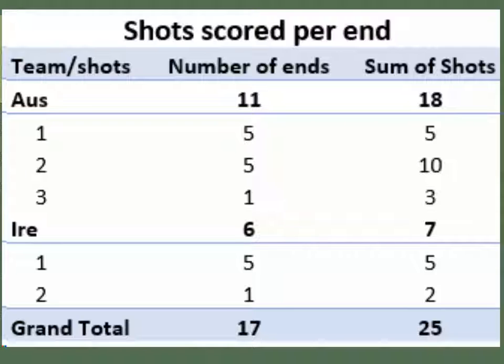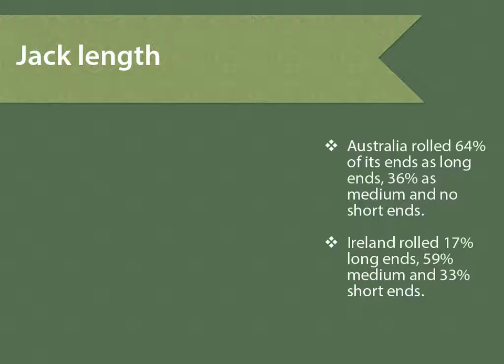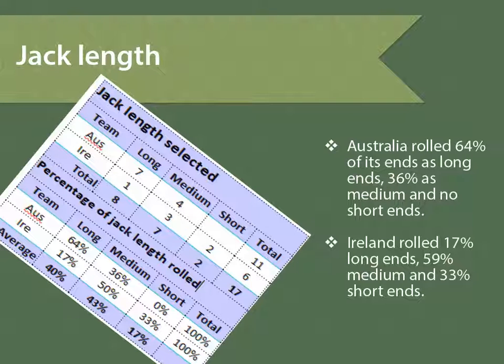Here we see the number of shots scored, in how many ends that number was scored, and the total. Australia rolled 64% of its ends as long ends, 36% as medium and no short ends. Ireland rolled 17% long ends, 59% medium and 33% short ends.